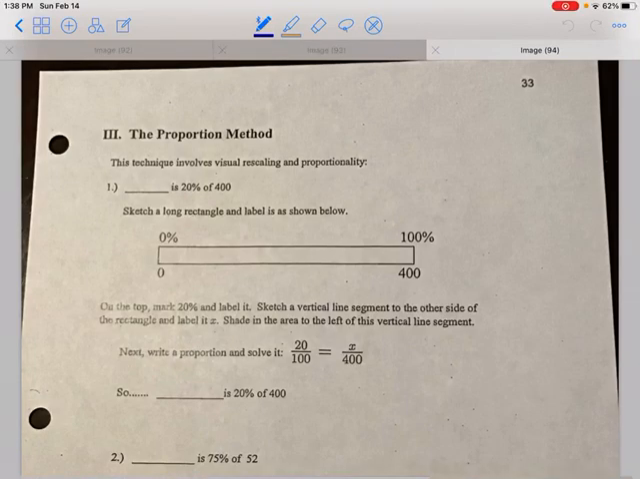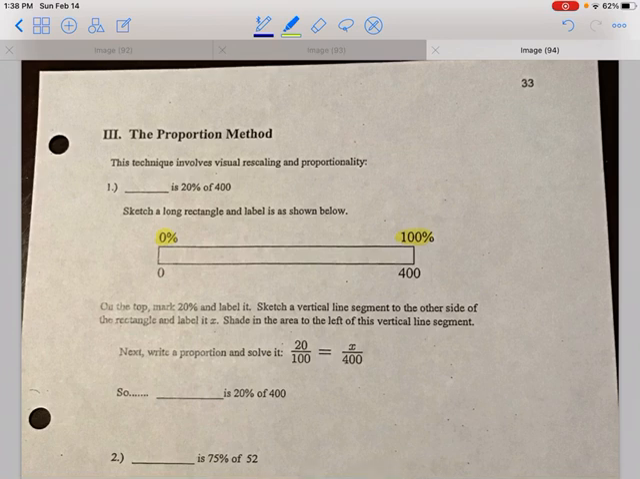Okay, in this method we're going to be looking at the proportion method on handout 33. This technique involves some visual rescaling and proportionality. What we do on this one is draw a rectangle, and on one side of the rectangle, this was on the top, we're going to put our percentage.